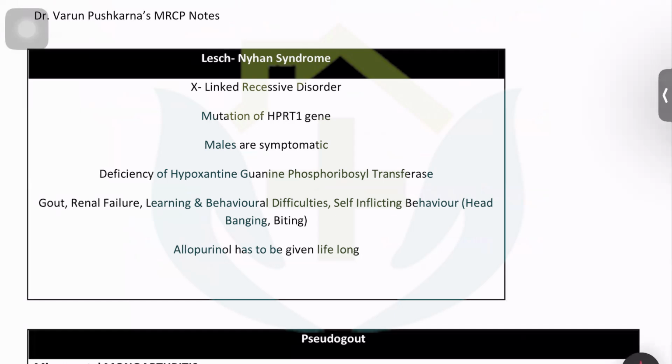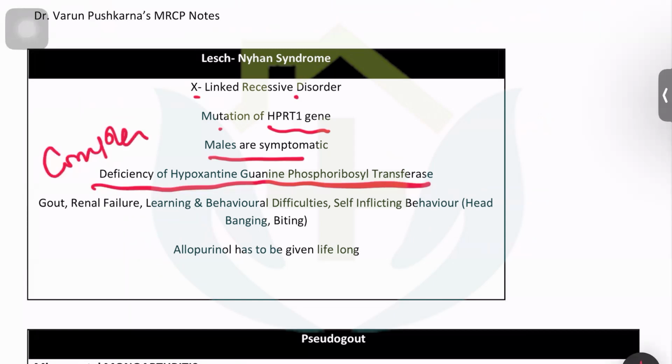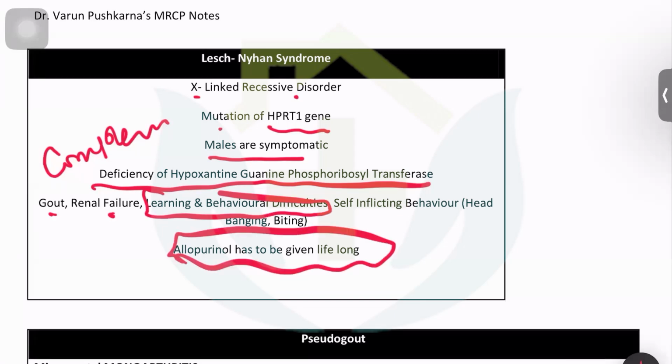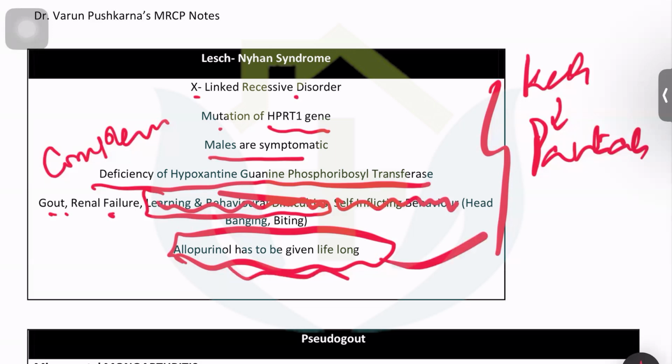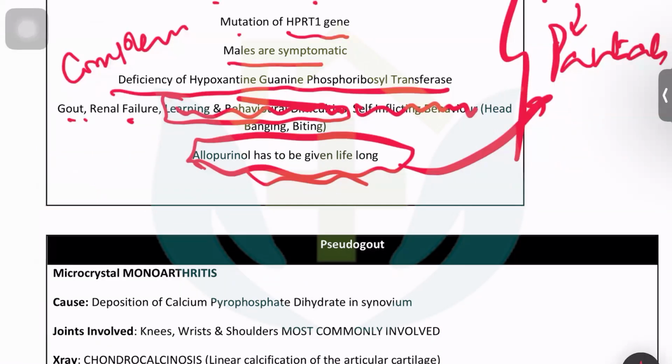Lesch-Nyhan syndrome, X-linked recessive, mutation of HPRT1, males are symptomatic, complete deficiency. Gout, renal failure, learning and behavioral difficulties. Allopurinol has to be given lifelong. Same is Kelley-Seegmiller, but it is partial deficiency. There are no learning and behavioral or self-inflicted problems. Gout and renal failure are there. Allopurinol has to be given lifelong.